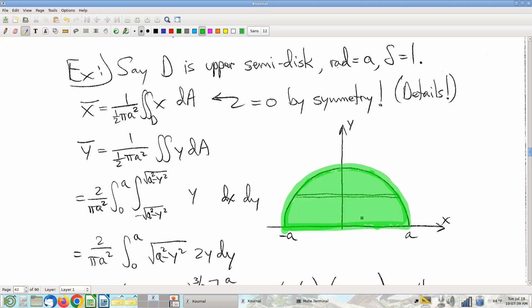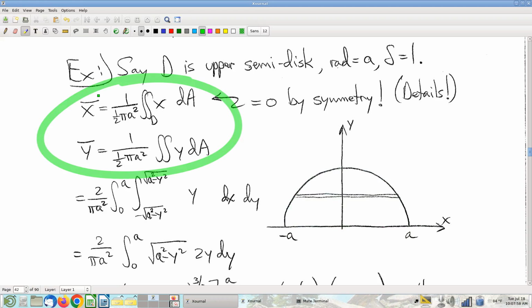And that's an area and a radius A, density 1. So in other words, we're not going to worry about density. And let's find the coordinates, the centroid. Where's the point of support? Okay, well, we have formulas.